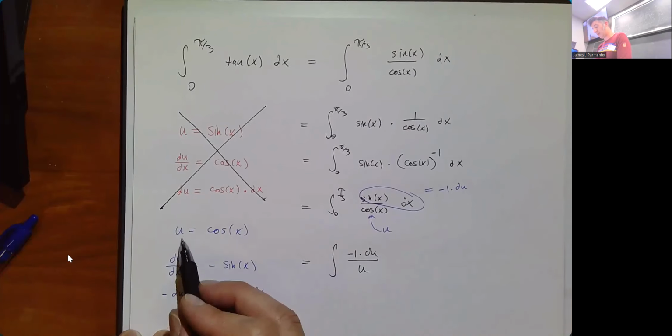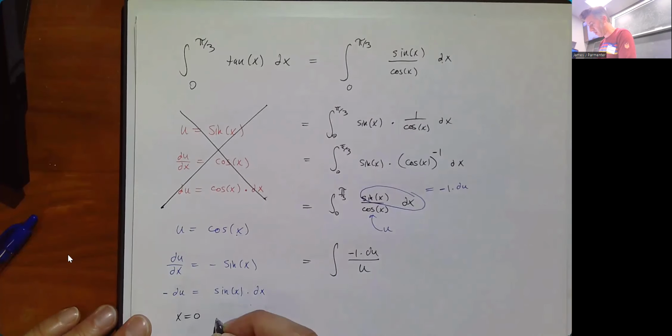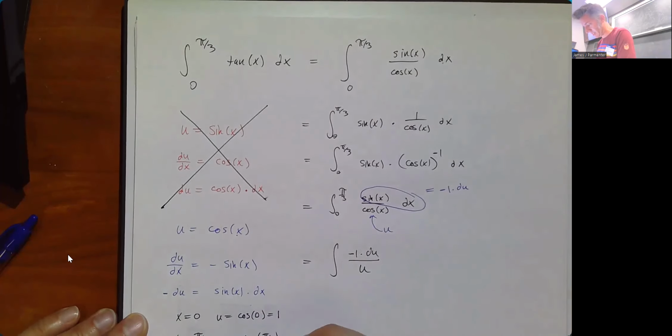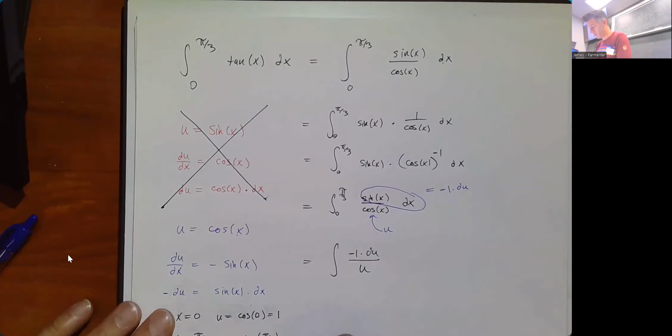So if u is cosine of x, if x equals 0, u is going to be cosine of 0, which is 1. And I picked the wrong value for the upper one. That's not wrong, it's just the less nice one. If x is, oh no, it's the nicer one. If x is pi over 3, u equals cosine of pi over 3, which is either 1/2 or √3 over 2. And it is 1/2.